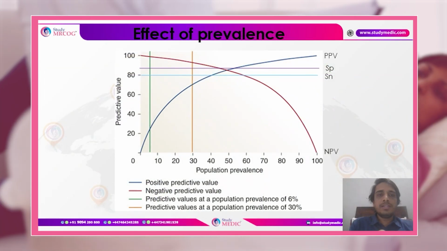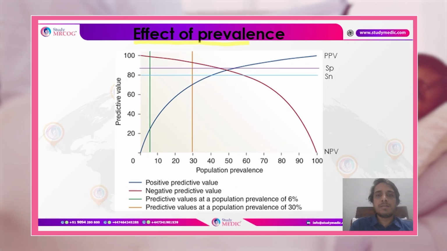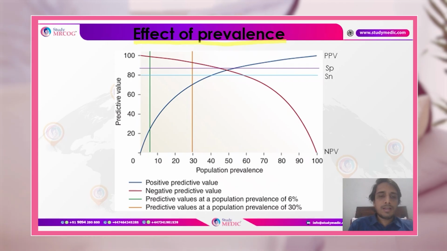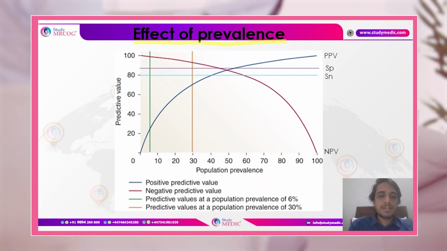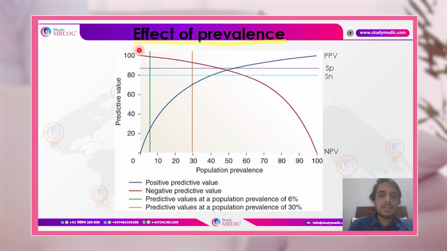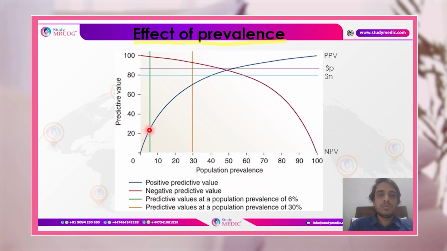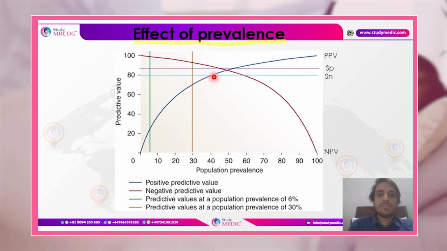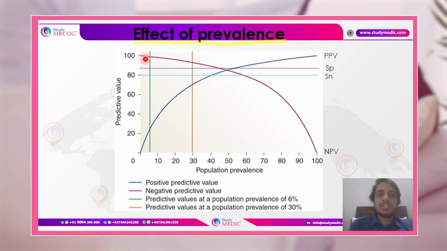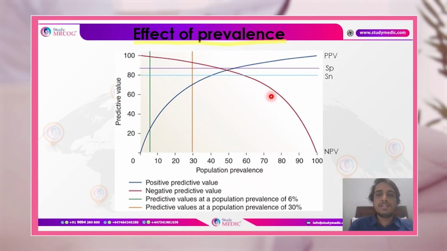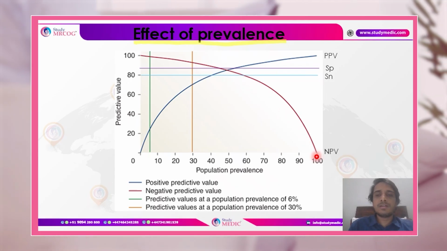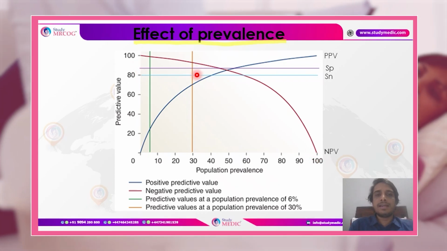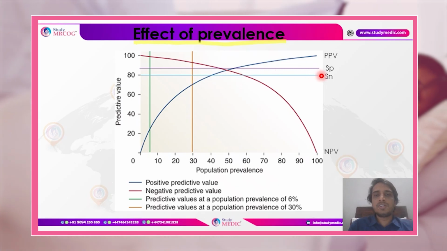Now, what is the effect of prevalence on positive predictive value, negative predictive value, as well as sensitivity and specificity? As the population prevalence increases, the positive predictive value will increase. As the prevalence of a disease increases, the negative predictive value of the disease test decreases. Whereas sensitivity and specificity are inherent characteristics of the test, and will not change with the prevalence of the population.